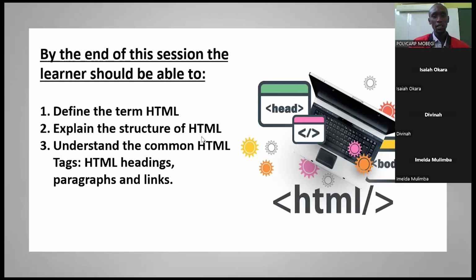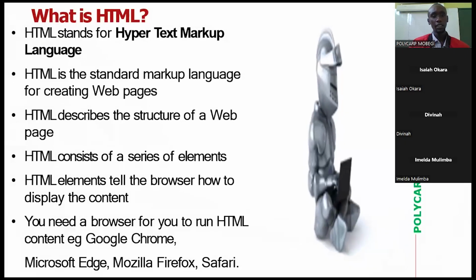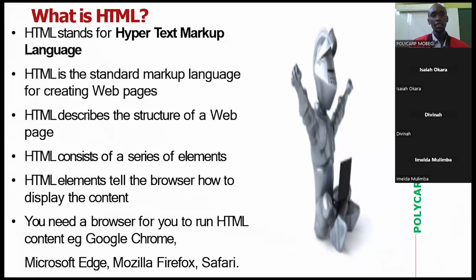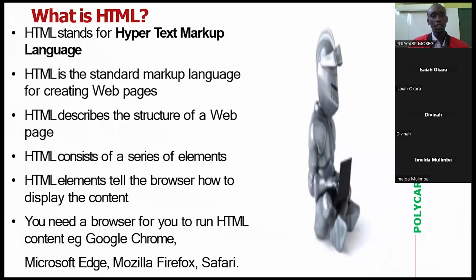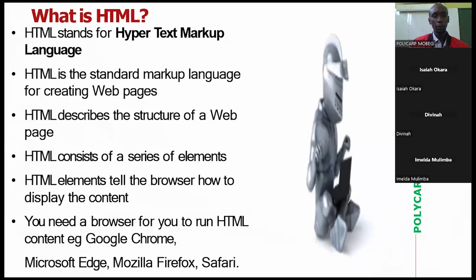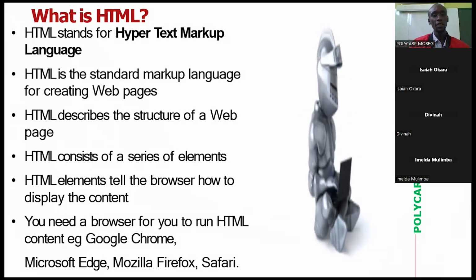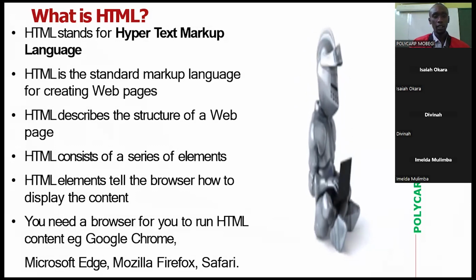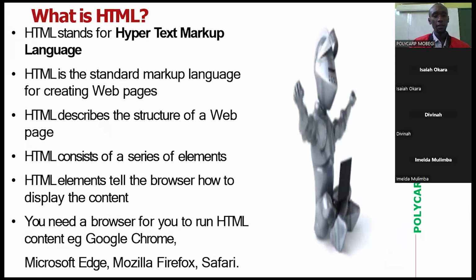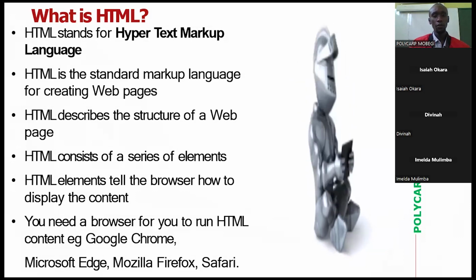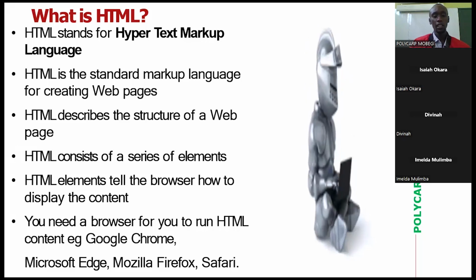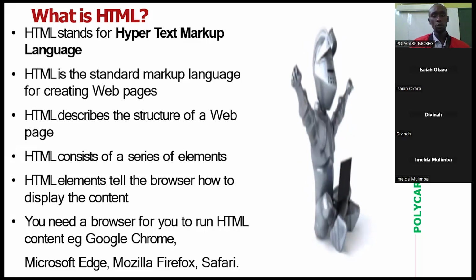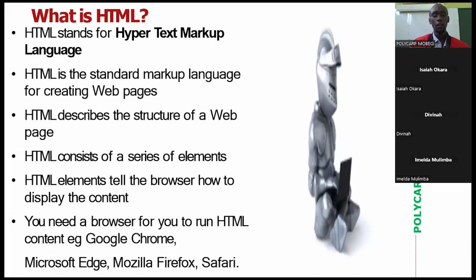Now let's look at what I have here. In my end, I have explained HTML as a hypertext markup language. This markup language is basically used for creating web pages, and it also gives us the capability of structuring any web page that you're going to make. We can also say that HTML consists of a series of elements, which are the ones that are going to be used by the browser to display the content.